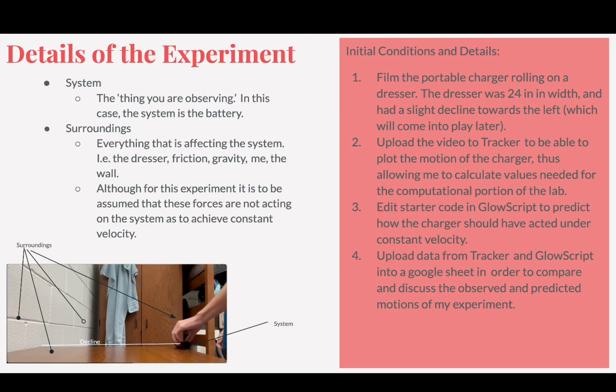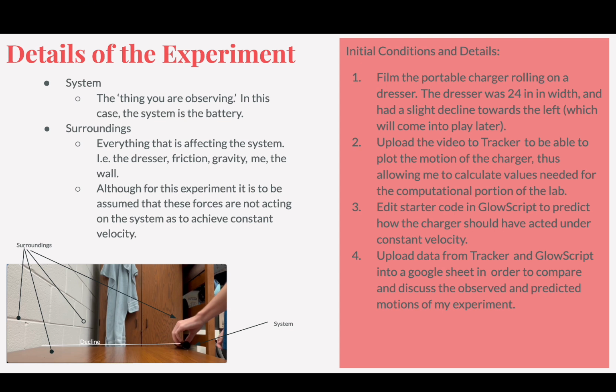For the experiment of this lab, I rolled a portable charger over a dresser. The dresser was 24 inches in width and had a slight decline, which will come into play later. I then uploaded the video to Tracker, which allowed me to plot how the charger moved and track its motion. Using starter code and values derived from Tracker, I was able to make a GlowScript program that illustrates the predicted constant velocity of the charger. I then took values from both Tracker and GlowScript and plugged them into a Google Sheet in order to graph predicted motion and the observed motion of the charger.